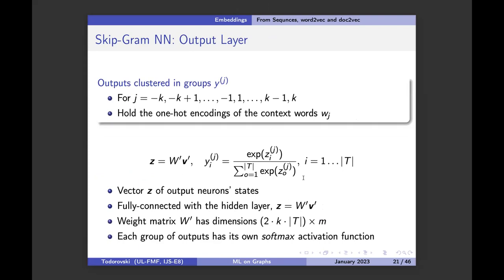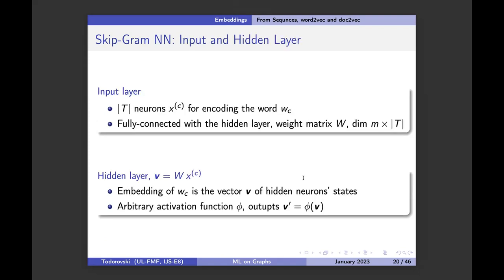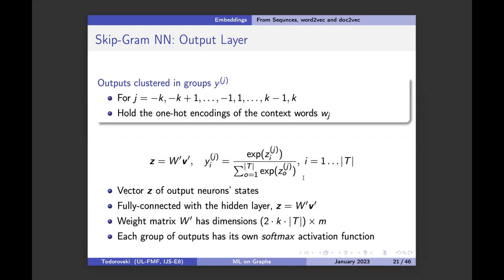No, the activation function is given in advance. That's just something which is given. What you are learning actually is only this W. All the rest is just given. When you have a particular training example, actually you know what is X. Well, you don't know what is V, but you know what is on the upper level, on the output layer. In the output layer, the outputs are clustered in groups, from minus K to plus K, and these groups correspond to the individual words in the context. So you have K words before and K words after, and you encode them with one-hot encodings.